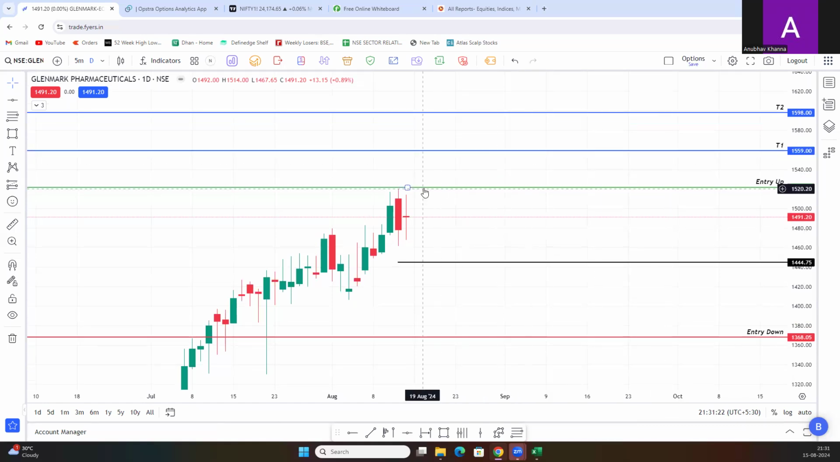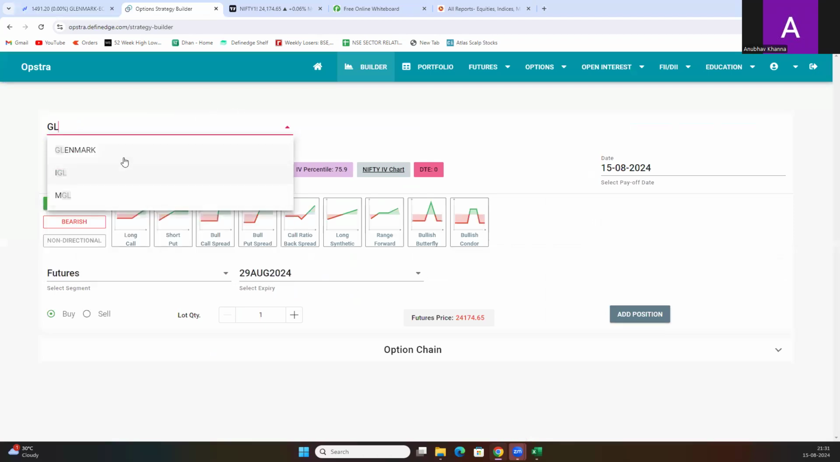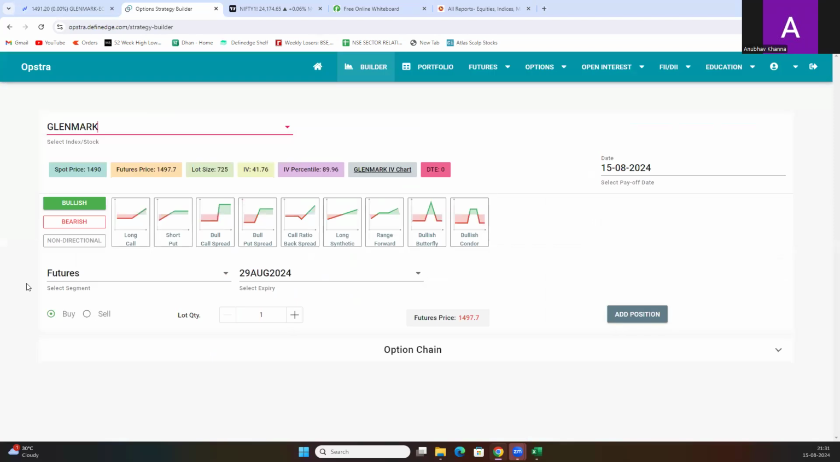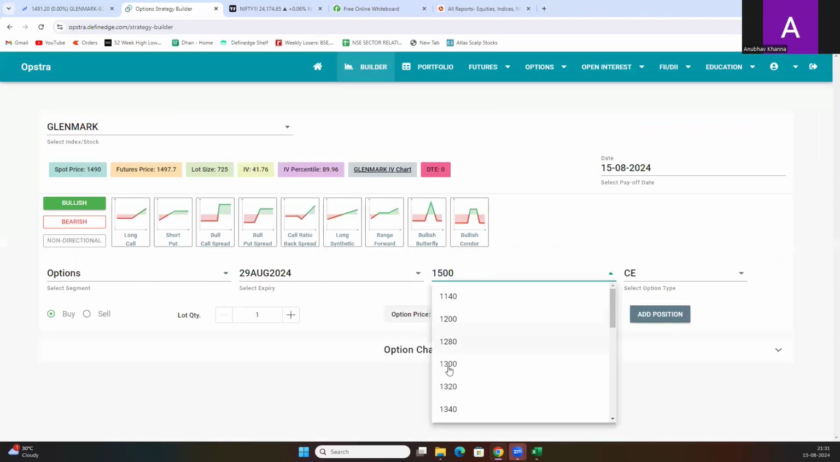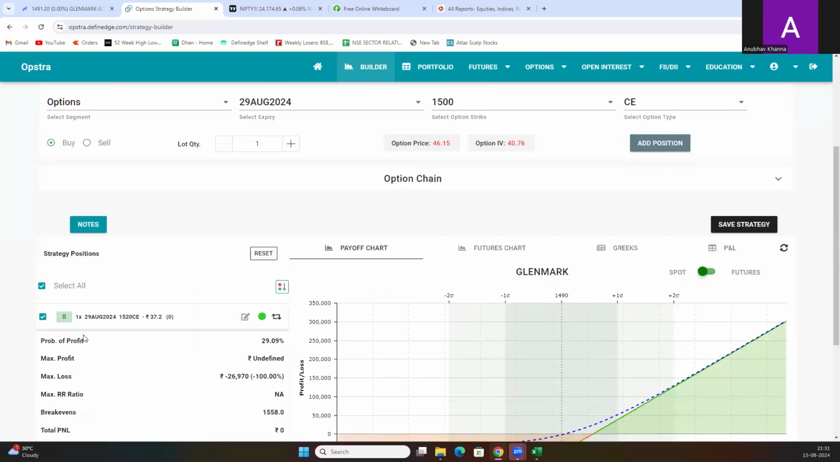So suppose in Glenmark our entry initiates at the 1520 level somewhere. Let's say on Monday, the entry gets initiated. So we should be buying something like this. Keep an eye on this. We should be buying this 1520 call option, and we should be selling. The price of this call option is 37 rupees.